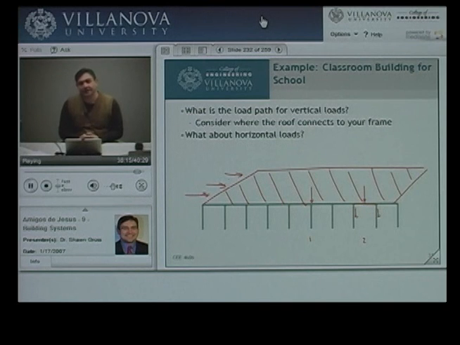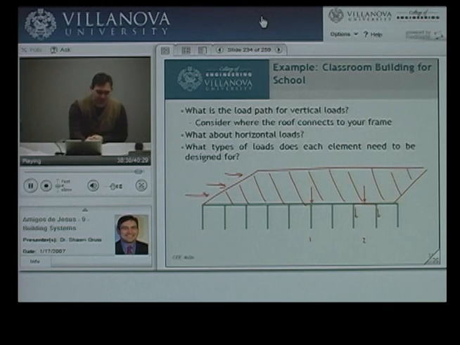But we know we're talking, based on our previous statements, that you're going to use a shear wall. So the question is, where is the shear wall, and how big does the shear wall have to be in this particular case? So the bottom line, again, is that we have to answer the question, what types of load does each element need to be designed for?